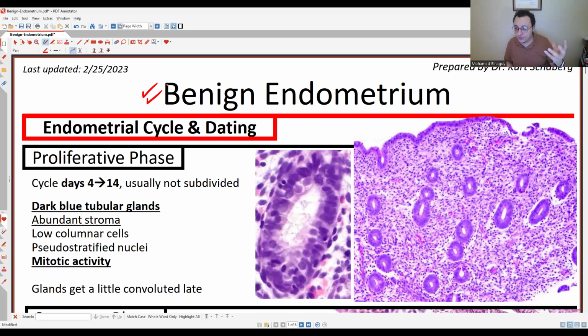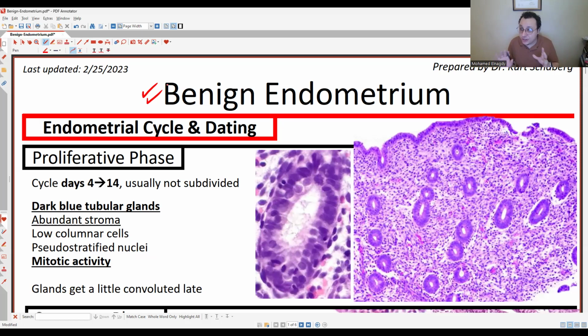Don't ignore the stroma, because sometimes the clue or the keyword or the pathognomonic sign is in the stroma, not in the glands. So make sure you look at both in order to reach a diagnosis faster or quicker.